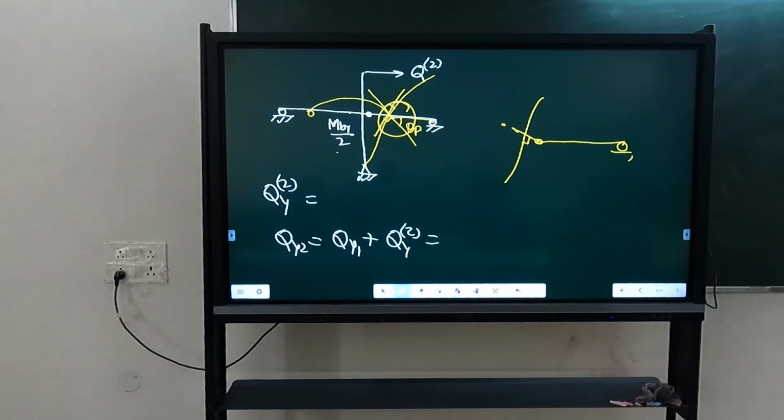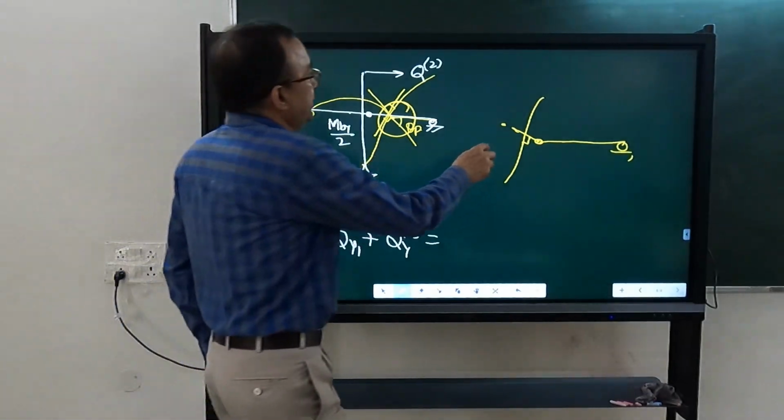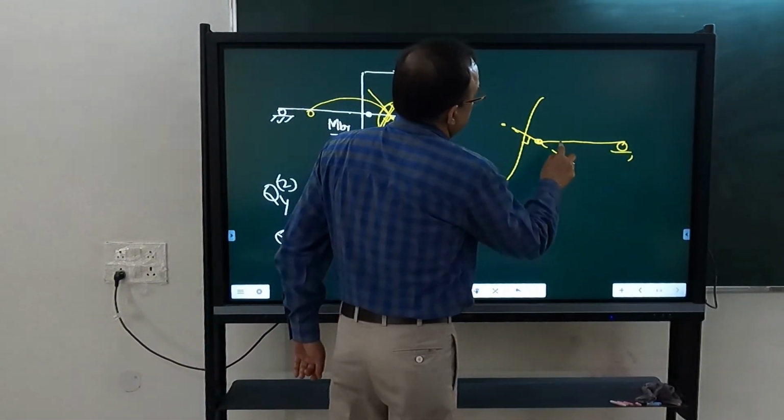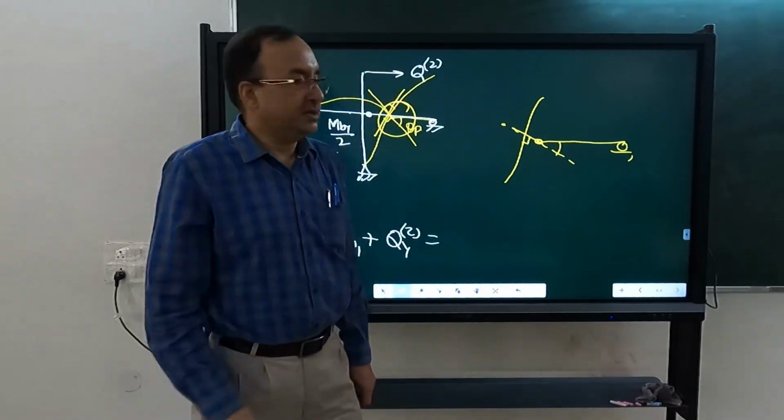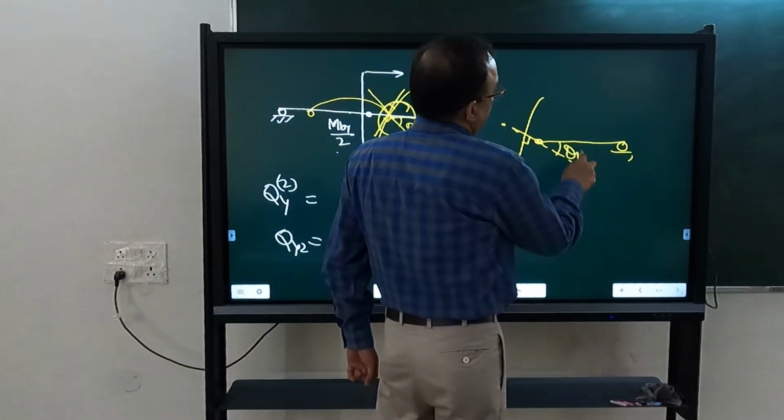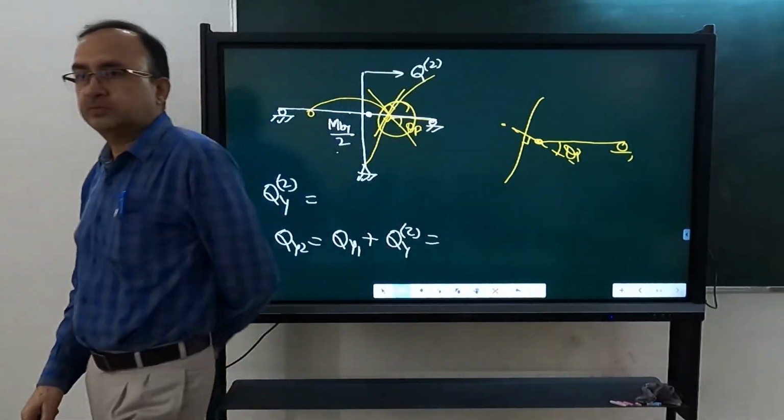Hinges forming in the beam slightly away from the face, at Lp by 2 from the face. So you can see that here it is 90 degrees and here this angle is theta. So compatibility is satisfied here also.